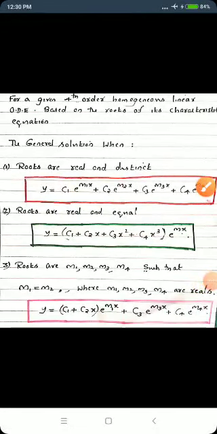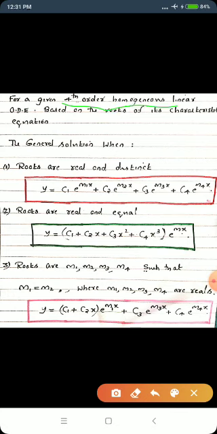Dear students, in this video I will explain all the possible solutions of the fourth order homogeneous linear ordinary differential equation with constant coefficients. Based on the roots of its characteristic equation, we get 9 kinds of solutions here.